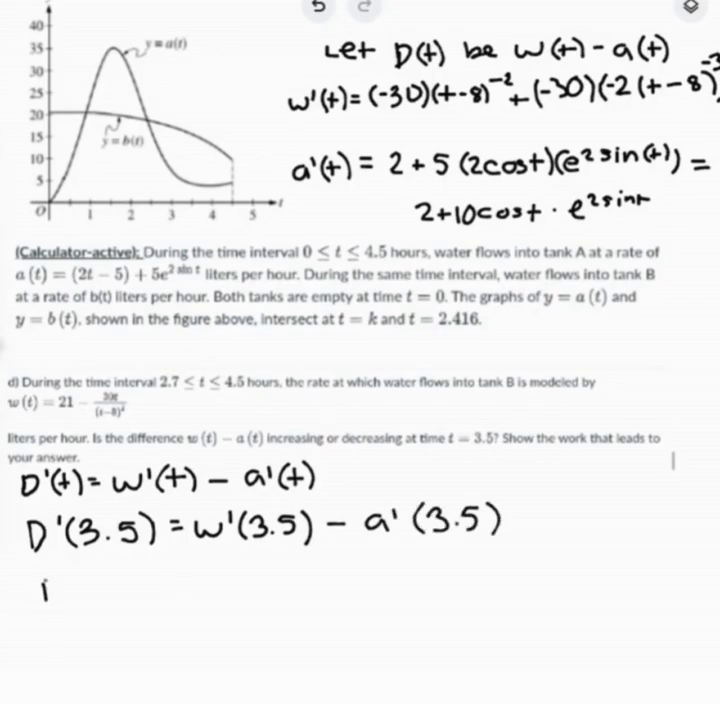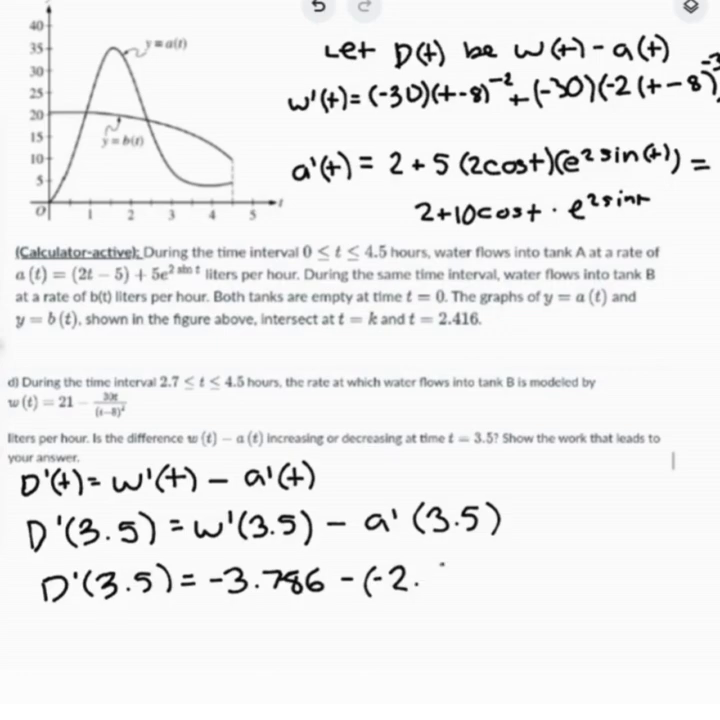We can differentiate function W by using the power rule and the product rule of finding derivatives, and we can differentiate function A by using the chain rule and the power rule of finding derivatives. Next, you'll replace t in both derivatives with 3.5 and solve in the calculator.